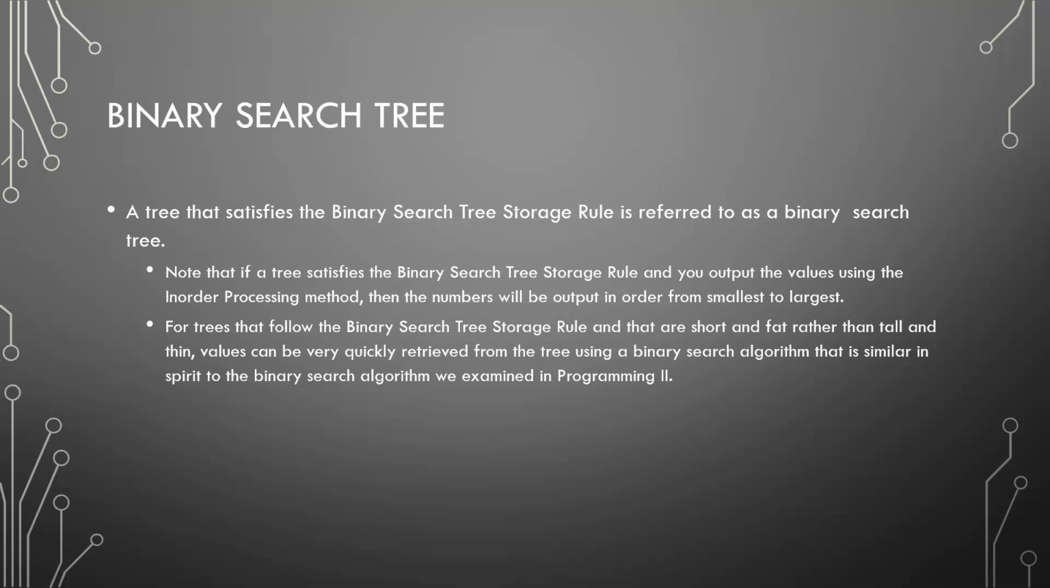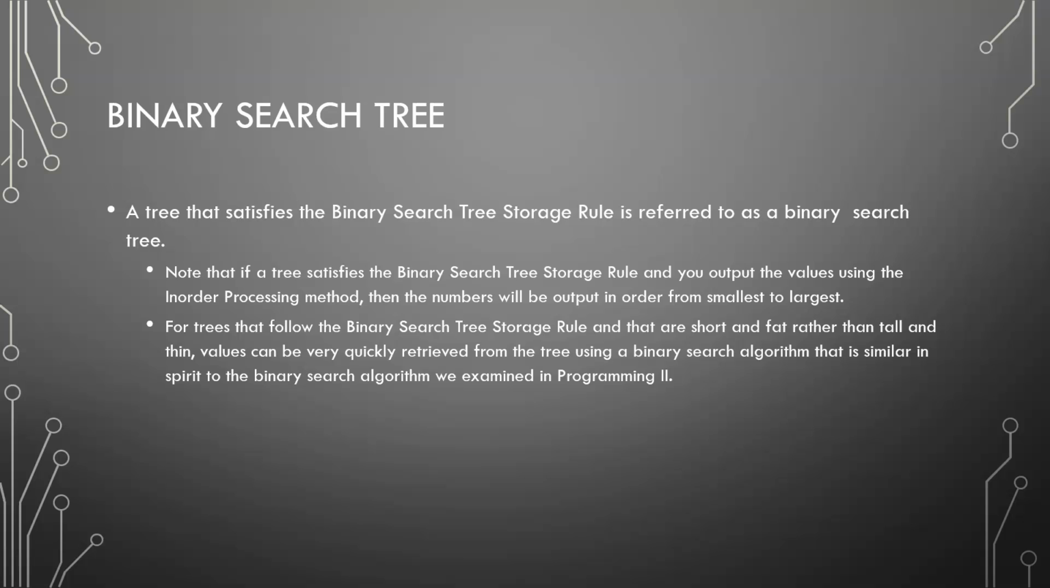Now, a tree that satisfies the binary search tree storage rule is referred to as a binary search tree. You'll note that if a tree satisfies the binary search tree storage rule and you output the values using the in-order processing method, so remember that was left, data, and then right, then the numbers will be output in order from the smallest number to the largest. For trees that follow the binary search tree storage rule and are short and fat rather than tall and thin, the values can be retrieved very quickly using a binary search algorithm that is similar in spirit to the binary search algorithm that we examined in programming 2.